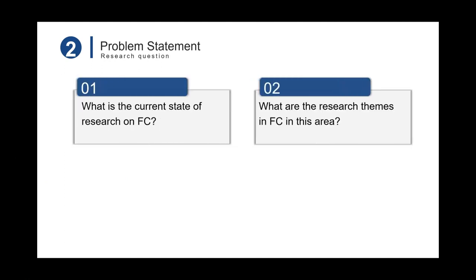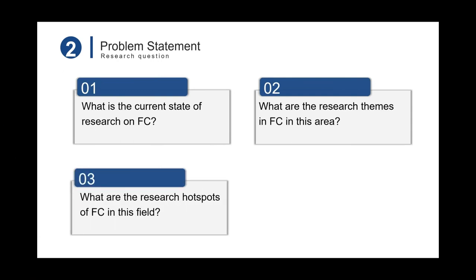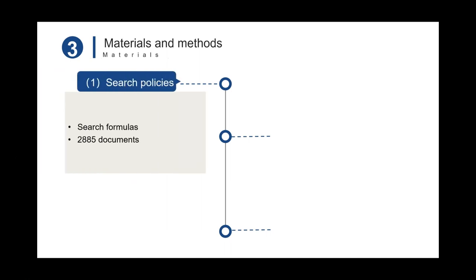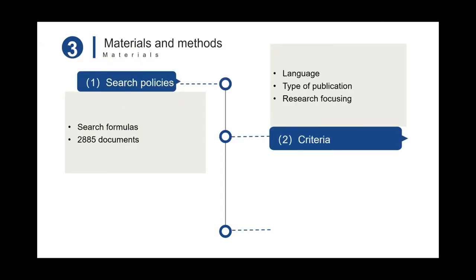We studied three questions. What is the current status of research on FC? What are the research themes of FC? What are the hotspots of FC research in CS education? In order to overcome the subjectivity of the study, this study conducted a bibliometric analysis of relevant articles published in the WOS repository between 2007 to 2023 by using the CiteSpace tool with the search formulas.